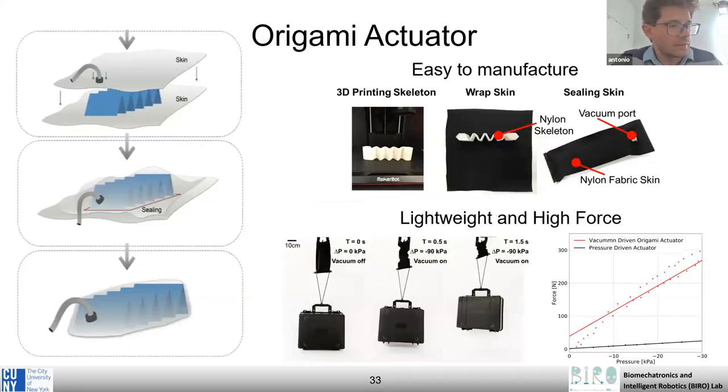Finally, the last design I would like to show you today is the origami actuator. Origami, you know, is the art of folding paper, and it can be used to produce also very high performance soft actuators. It is easy to manufacture because we can use a 3D printed skeleton wrapped by a sealing skin. And once we apply vacuum pressure within the skin, the actuator contracts and is able to exert very high forces.